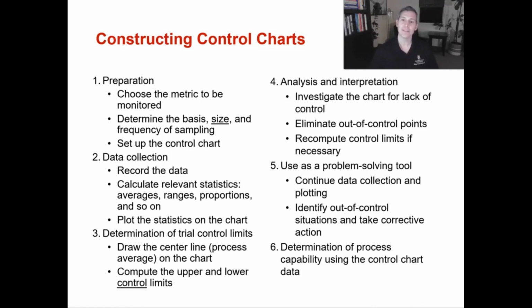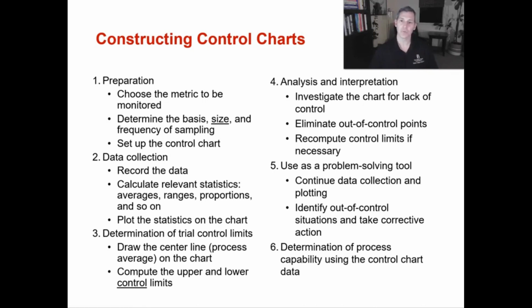Step 4 is analyze and interpret the data. Investigate the chart for lack of control. Eliminate any out of control points and recompute control limits if necessary. So you're going to essentially do a trial and error. You're going to analyze it, interpret it, and see if it's a good chart.